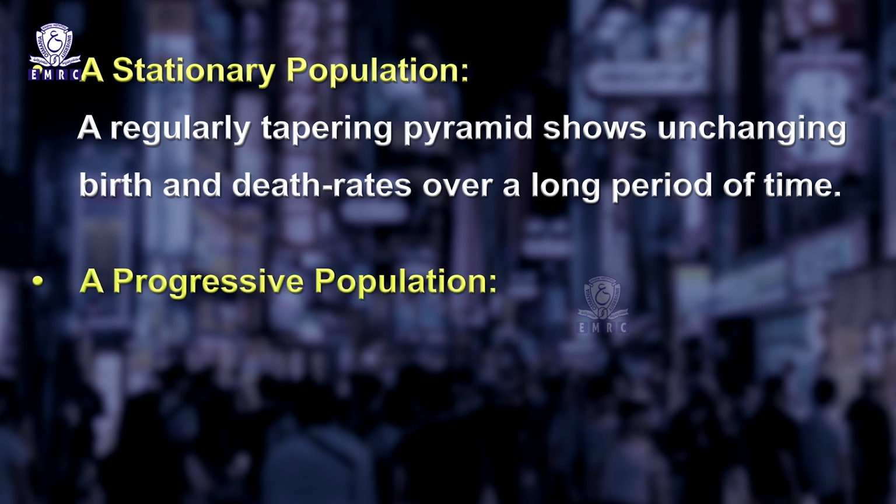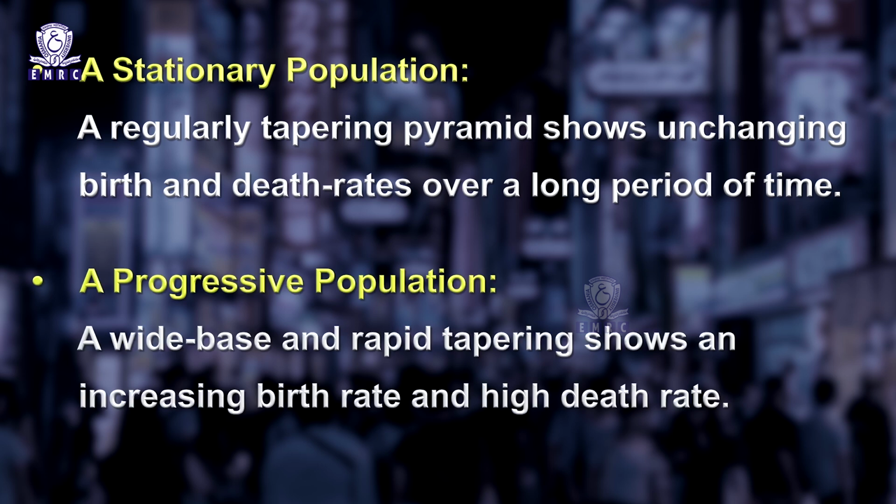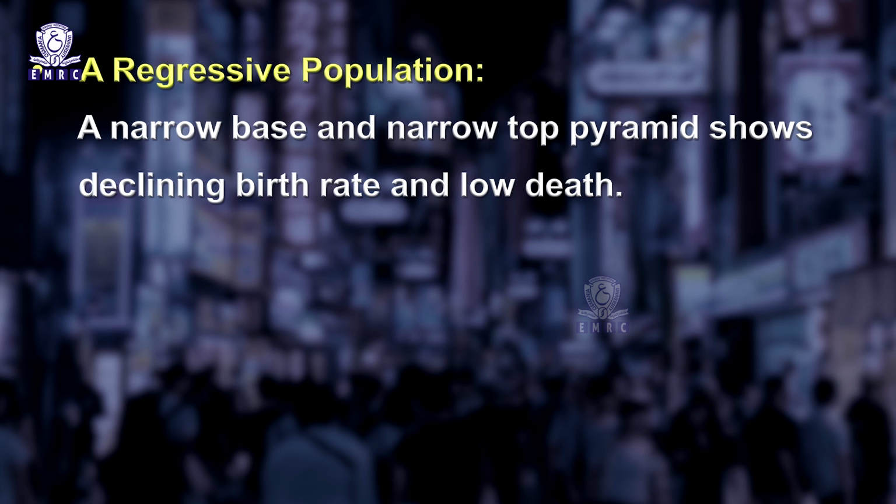2. A progressive population. A wide based and rapid tapering pyramid shows an increasing birth rate and high death rate. 3. Regressive population. A narrow base and narrow top pyramid shows declining birth rate and death rate.